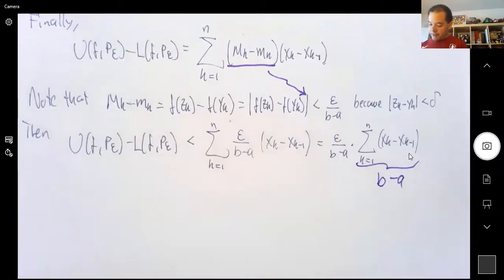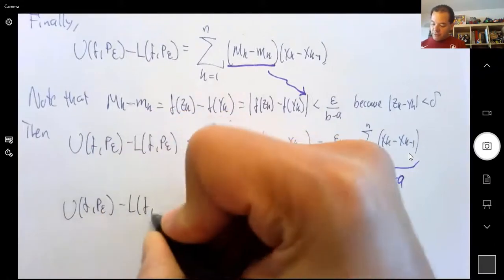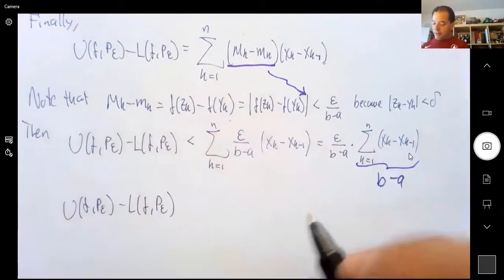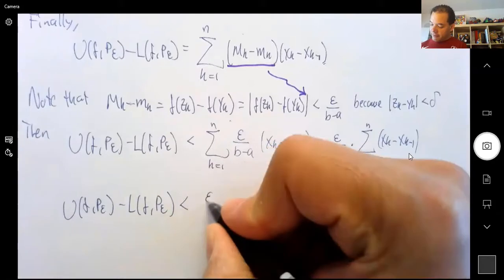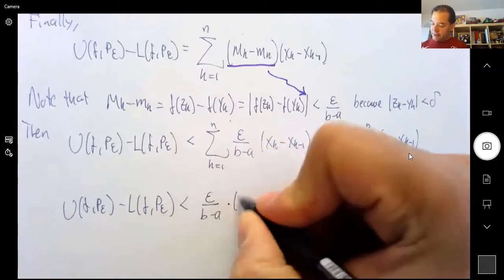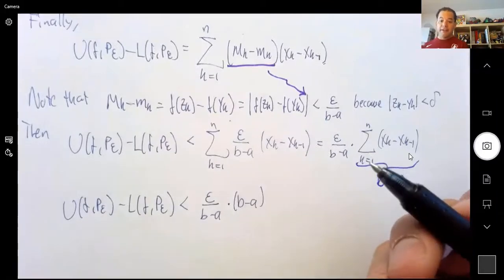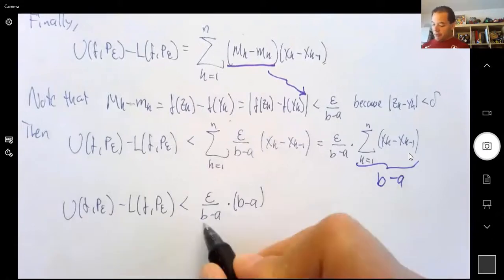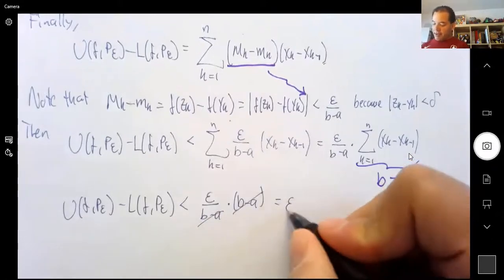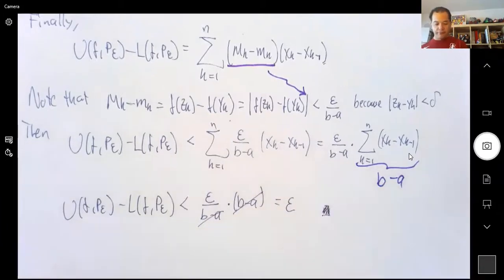And we are done, because then what we get is that the upper sum with respect to the partition p epsilon minus the lower sum with respect to the partition p epsilon is less than epsilon over b minus a times b minus a. Now you see why I wanted epsilon over b minus a, right? This is exactly why you realize, oh, I need epsilon over b minus a. So I want this to cancel and us to get epsilon. And then that's the end of my proof. All right?